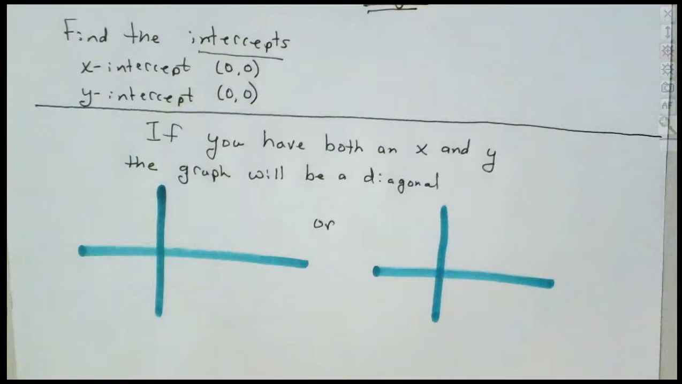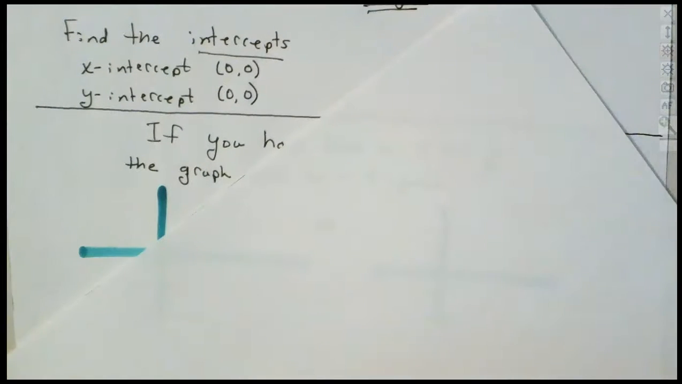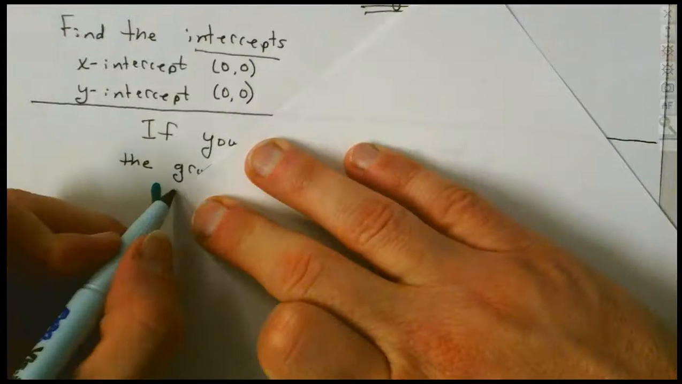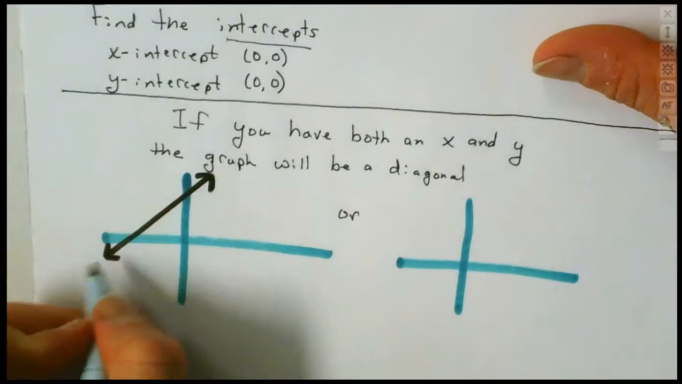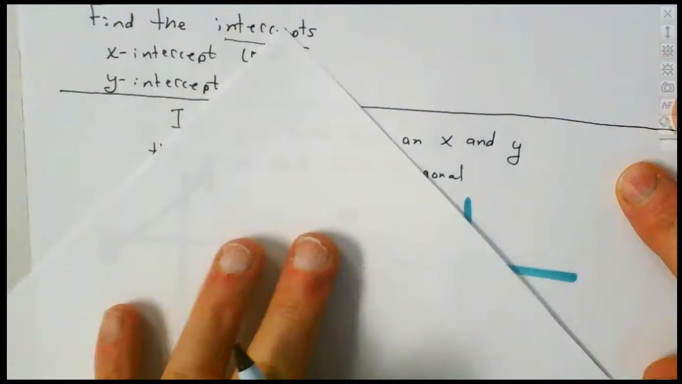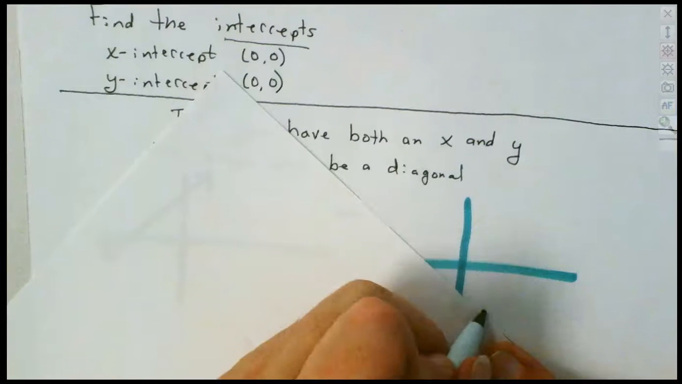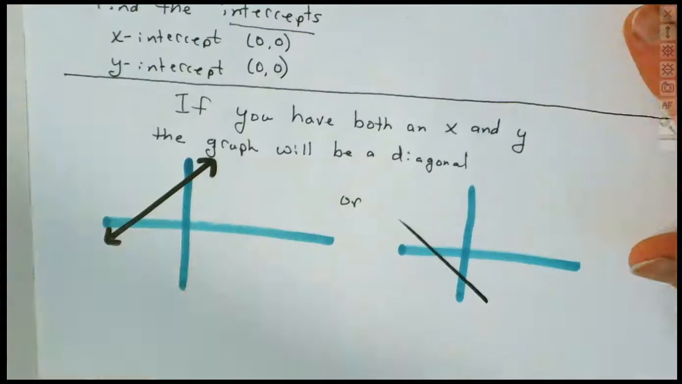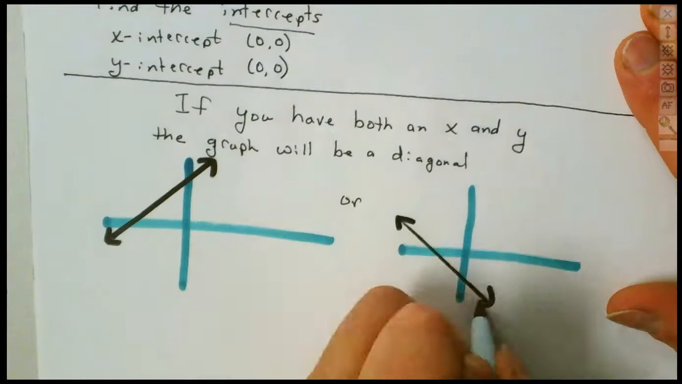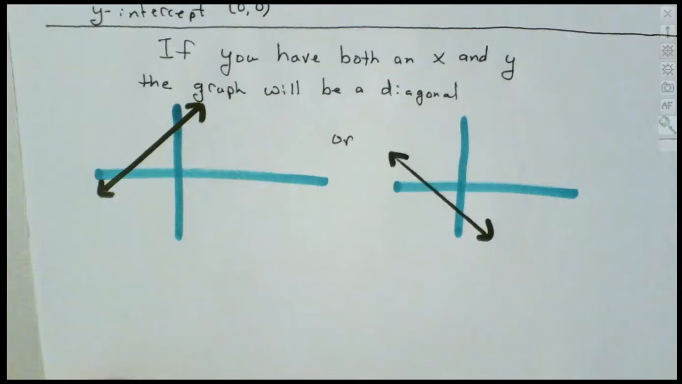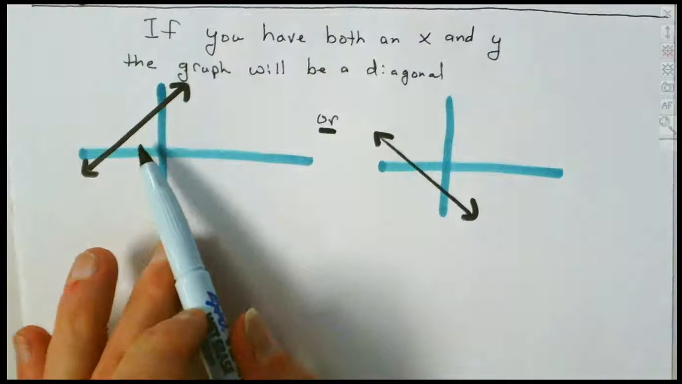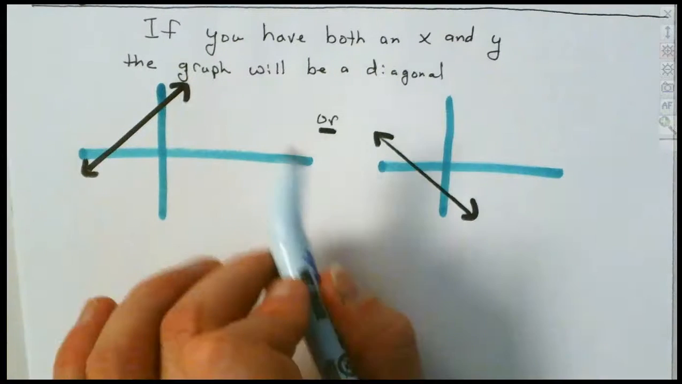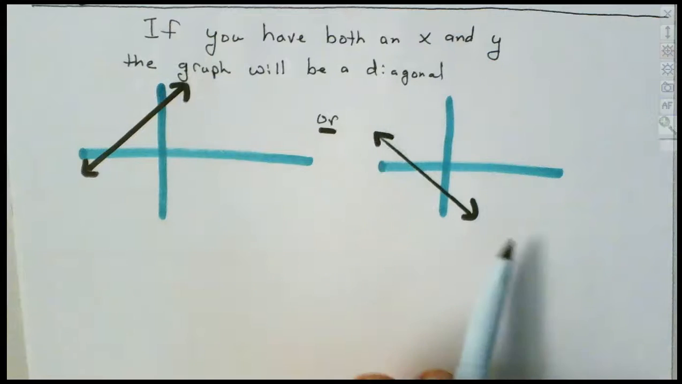So it's either going to look like this, or something like it, or it's going to look like this. So that's the first thing we notice. If you have both an x and a y, the graph will be a diagonal line, and it's either going to look like something like this, going up from left to right, or something like this going down from left to right.